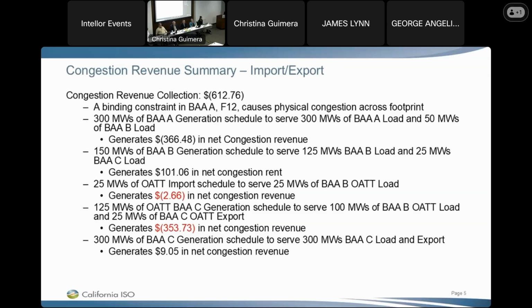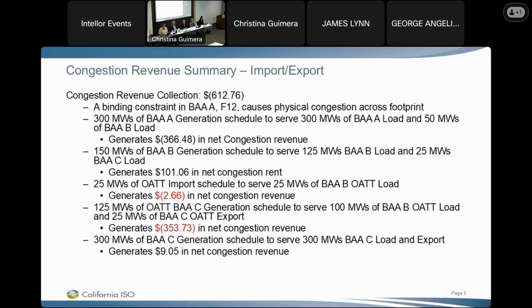I have 25 megawatts of OAT import scheduled to serve 25 megawatts of BAB OAT load. That's generating $2.66 of net congestion revenue. And then I have 125 megawatts of OAT generation in BAC serving 100 megawatts of BAB load and 25 megawatts of BAC OAT export. That generates $353.73 of net congestion revenue. What's left over then is 300 megawatts of BAC generation serving 300 megawatts of load and exports. That generates $9.05 of net congestion rent.